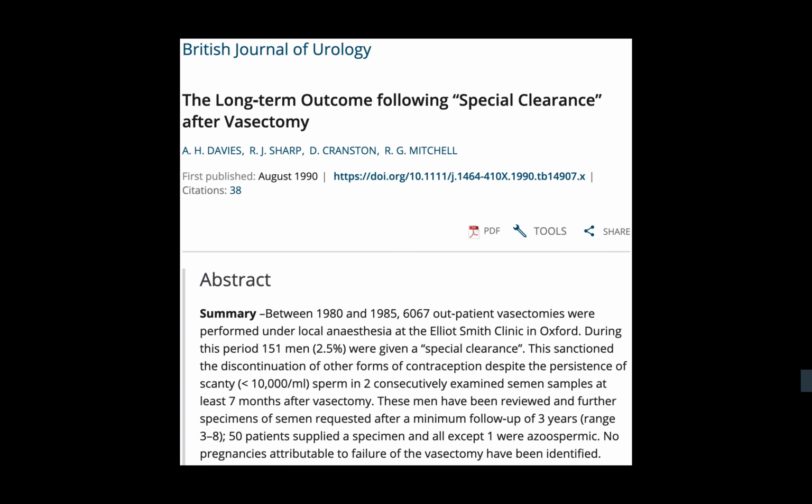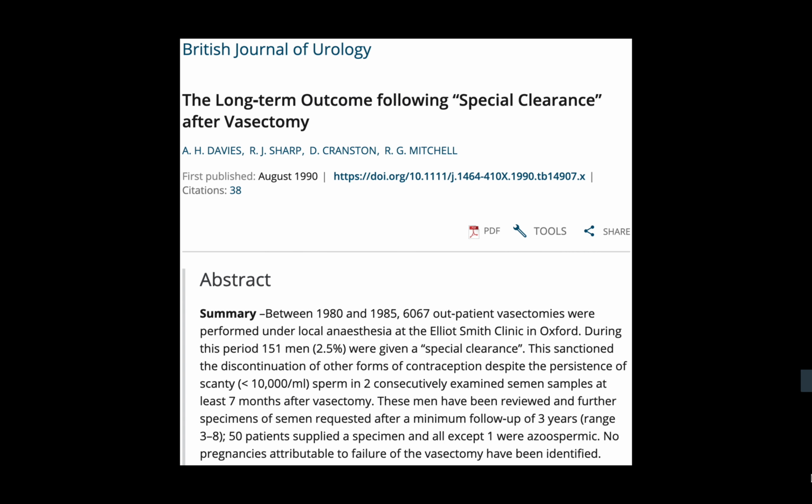What are you going to prove in this semen sample? What are you aiming for? So the objective of this is to make sure that there is azoospermia and the vas are ligated. There are some situations where there will be non-motile sperm, and if the regular samples are not azoospermic, then there is something called special clearance that can be done, which happens usually after 7 months. What do you mean by special clearance?